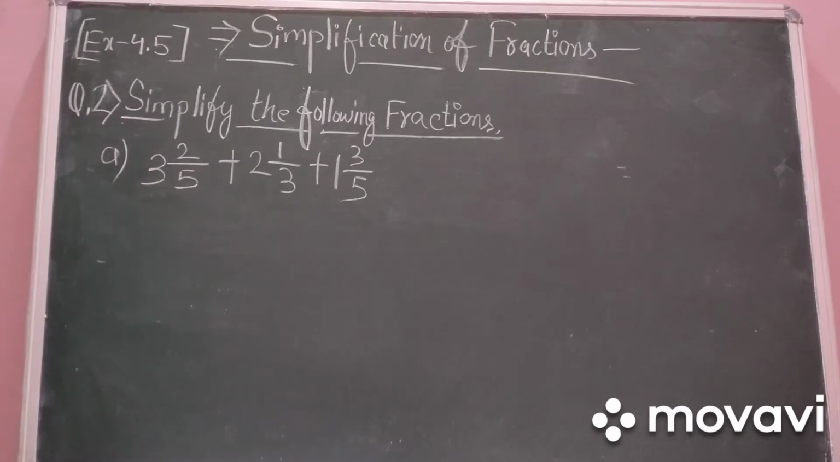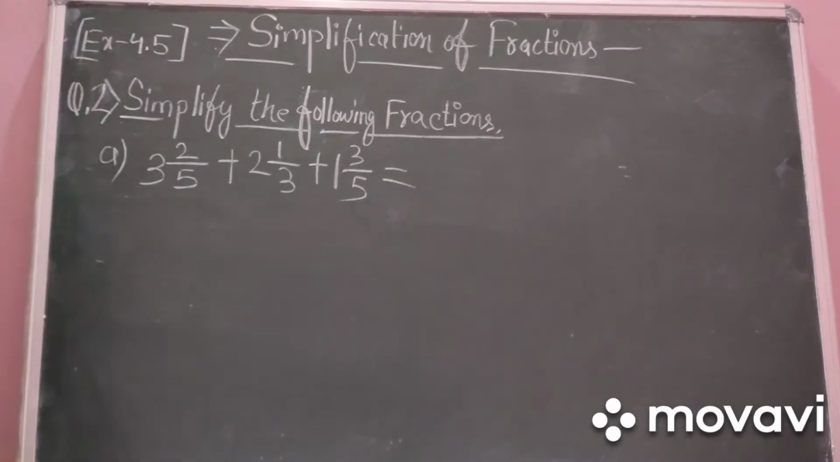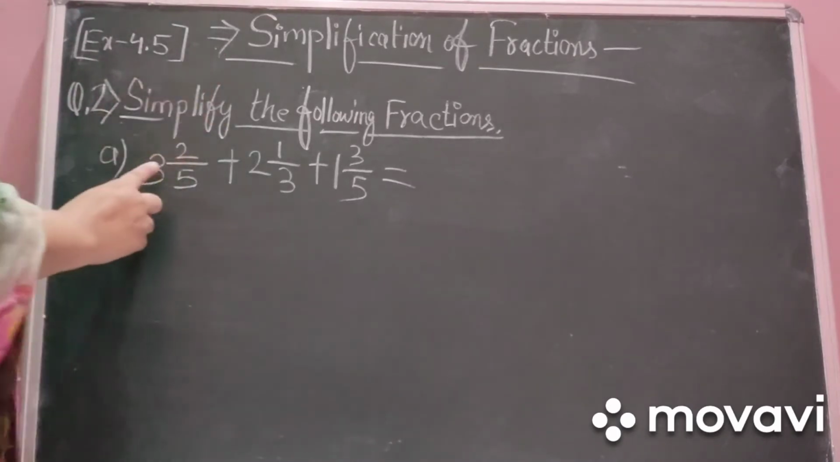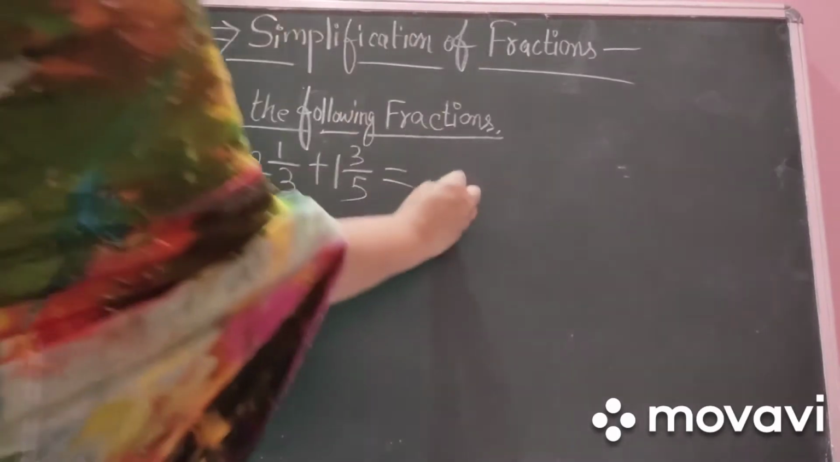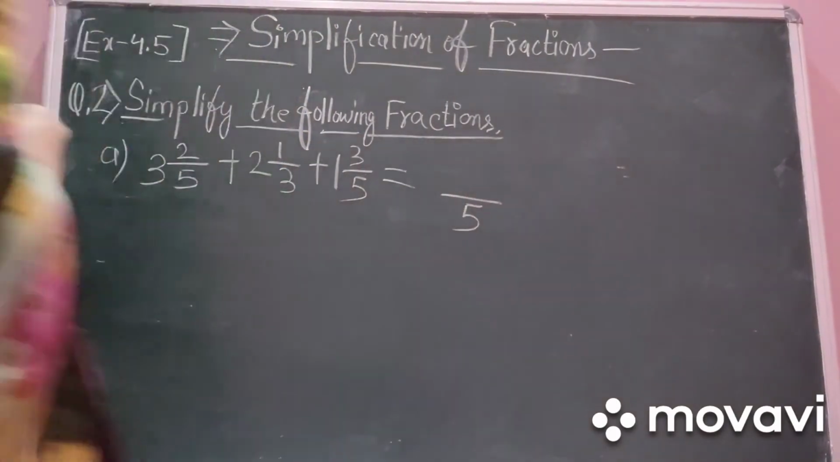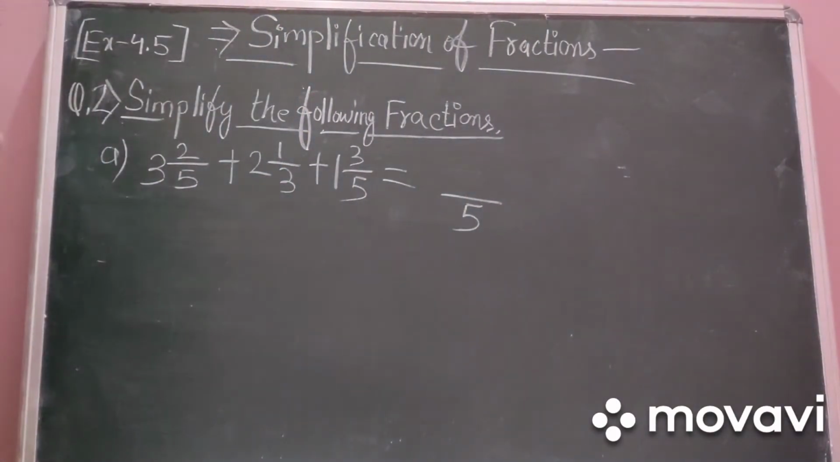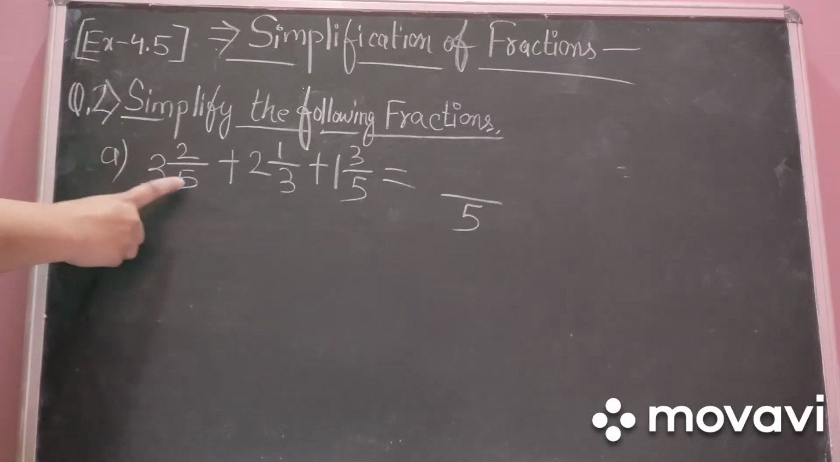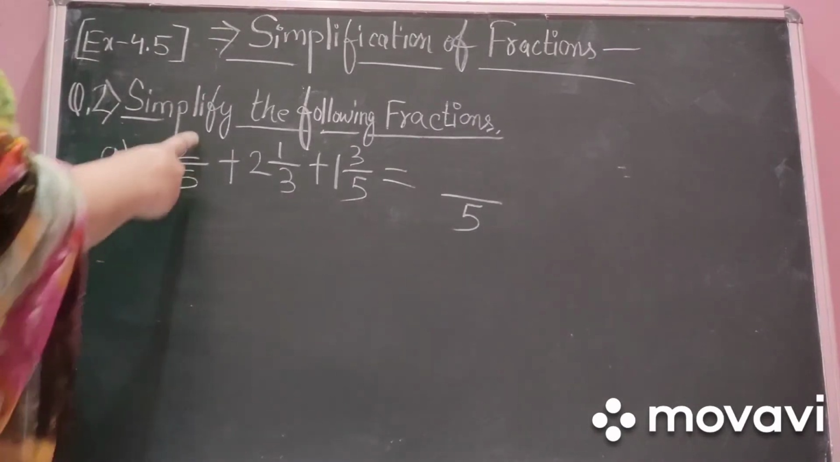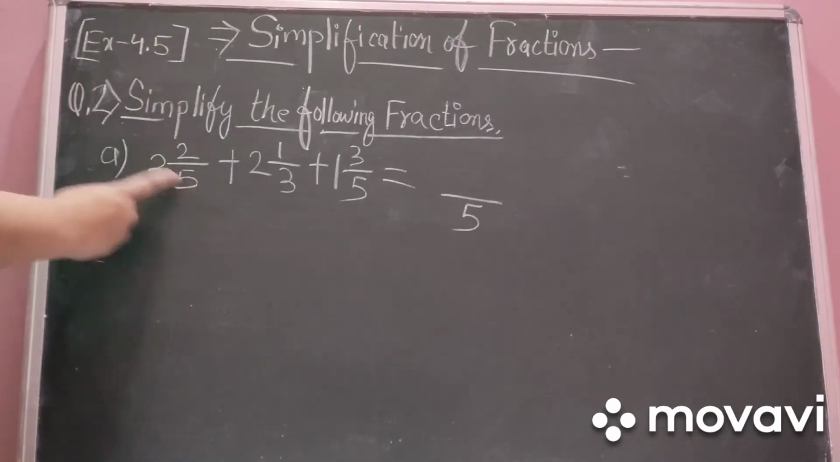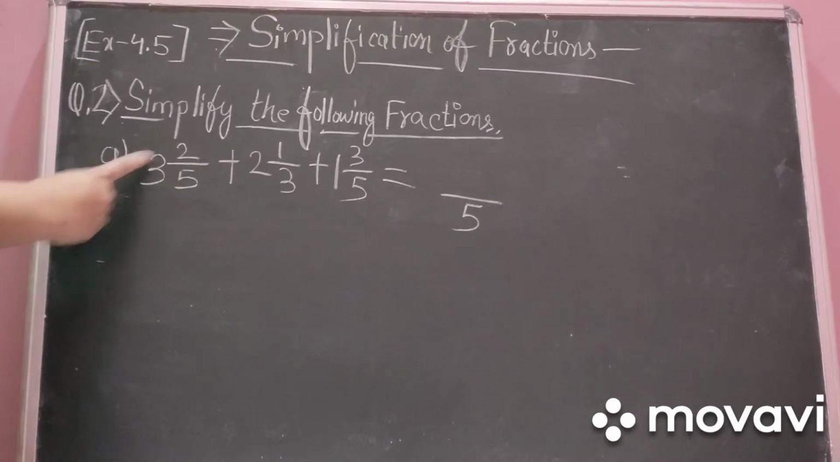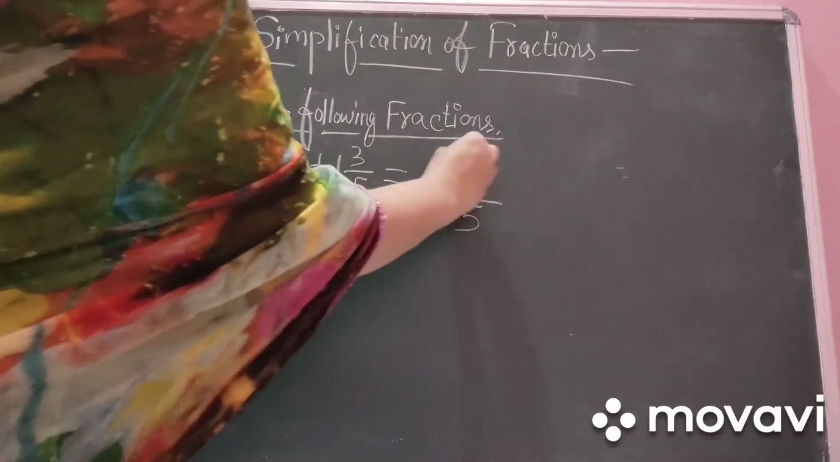So what is your first step? First you have to convert the mixed fraction to improper fraction. So please look at the blackboard very carefully. 3 2 upon 5. Denominator will remain same as 5. And for the numerator, what you have to do? You have to multiply whole number and denominator. Then you have to add the numerator part. So 5 3s is 15. 15 plus 2 is 17.